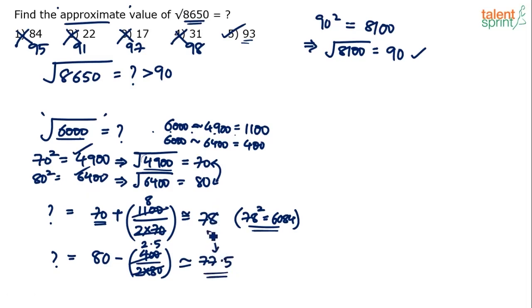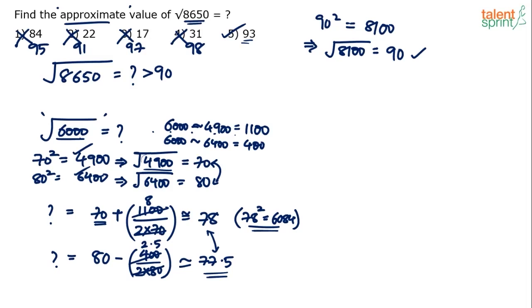77.5 or 78, both are close to each other. It all depends on the options, right? Remember, when we are dealing with questions from approximations, we are not trying to find the right answer. We are trying to find the best answer. Like in the original question itself, 8650, the best answer is 93. 93 need not be the exact answer. It is the best answer. So from the given options, choose the best one. Whichever is closer to 77.5 can be considered as the final answer. So this is how we find the approximate square root for a given number.